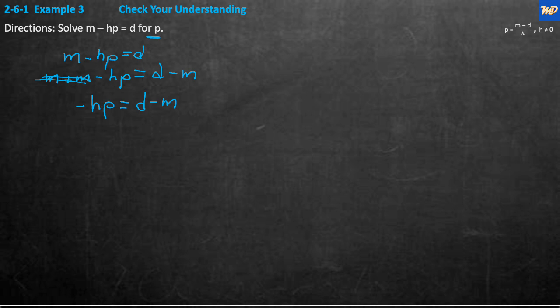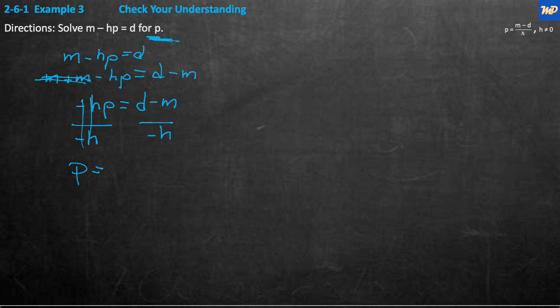We want the p by itself. In order to remove the negative h, we're going to divide each side by negative h. And then what are we going to get? We get the h's canceling and the negatives canceling on the left. So we have our p that we're looking for. Here's our p. It says solve for p up here.